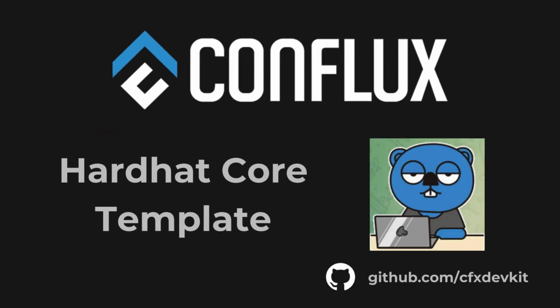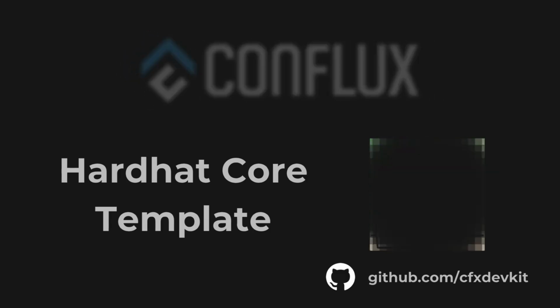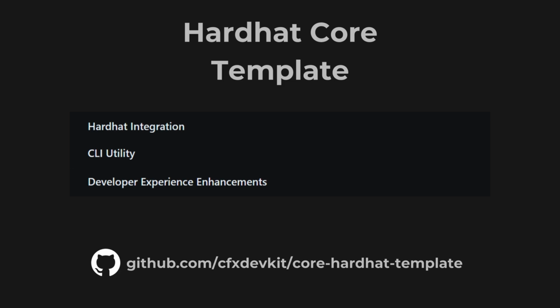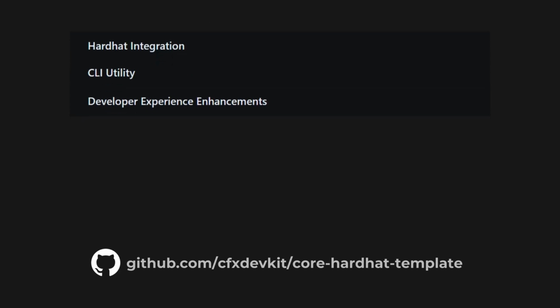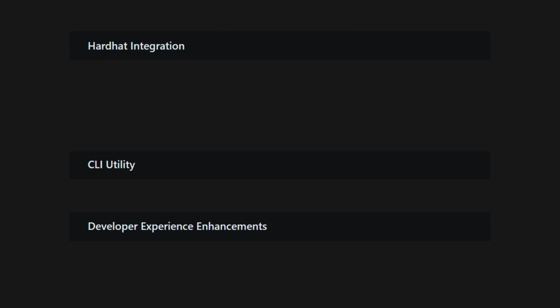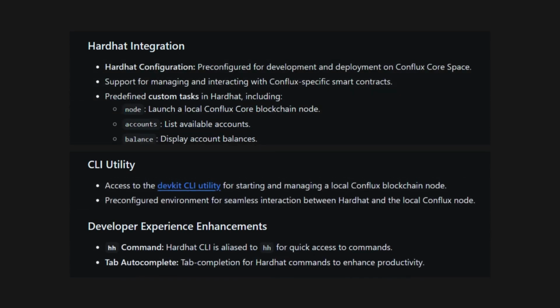This template is designed to facilitate testing, development, and deployment on the Conflux Core Space, providing a streamlined workflow with pre-configured tools and environments. The template offers a structured development environment, including predefined Hardhat configurations, integrated wallet management using DevKit's CLI, a ready-to-use repository structure, and support for local, testnet, and mainnet deployments. With this template, developers can efficiently deploy and test smart contracts on Conflux Core Space.